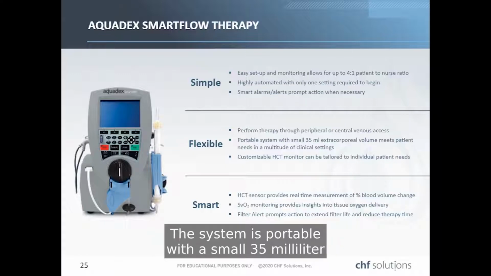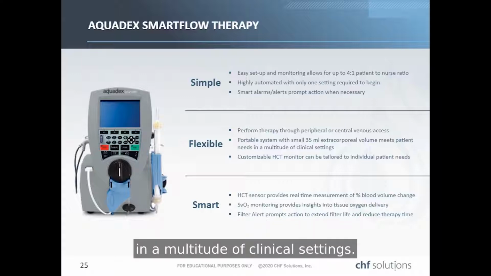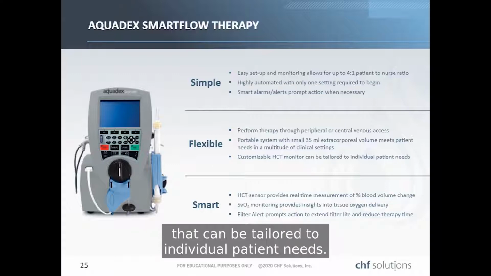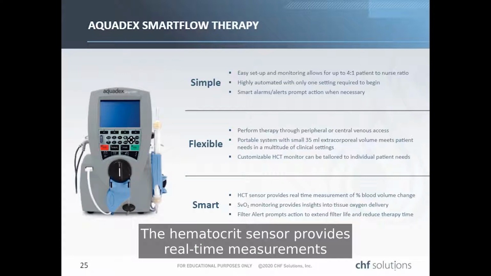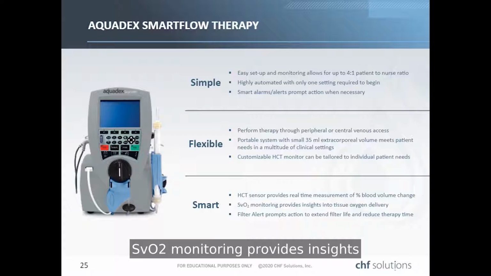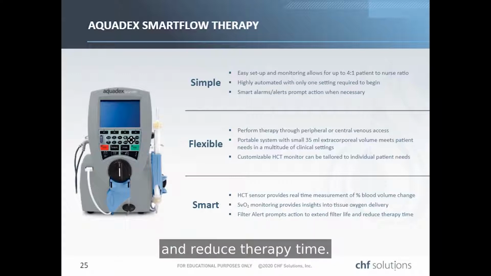The system is portable with a small 35 milliliter extracorporeal volume that meets patient needs in a multitude of clinical settings. And it includes a customizable hematocrit monitor that can be tailored to individual patient needs. The hematocrit sensor provides real-time measurements of % blood volume change. SvO2 monitoring provides insights into tissue oxygen delivery, and a filter alert prompts action to extend filter life and reduce therapy time.